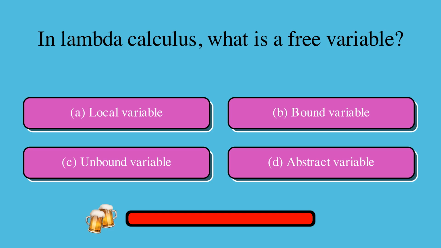In Lambda Calculus, what is a free variable? Is it A, local variable, B, bound variable, C, unbound variable, or D, abstract variable? The correct answer is C, unbound variable.